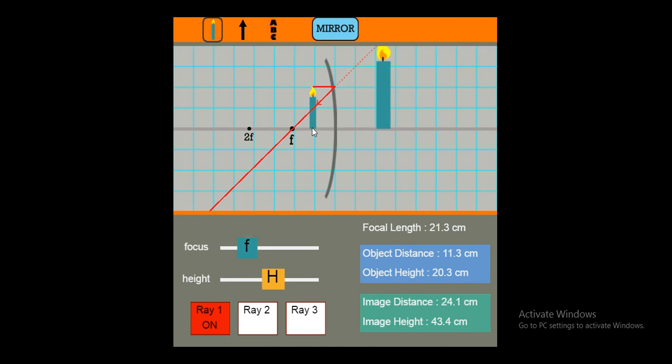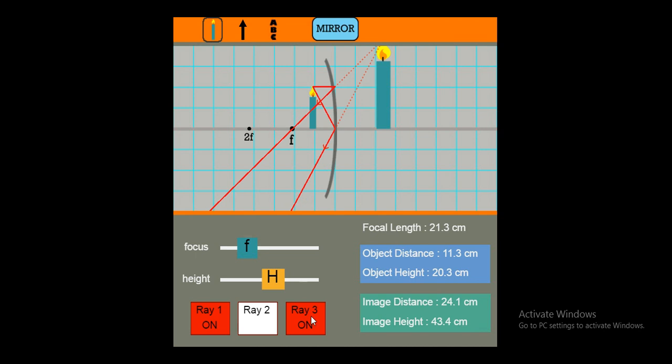It is the same for every instance. Then especially we consider the rays traveling starting from the top of the object, the top of the candle flame. The first ray starts from the top of the object, travels parallel to the principal axis, is incident on the mirror, then after the reflection it goes through the focal point. This is the first one. Then we can get another ray, ray 2, and also another ray 3.